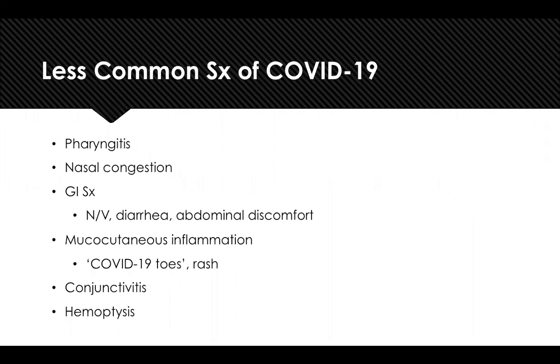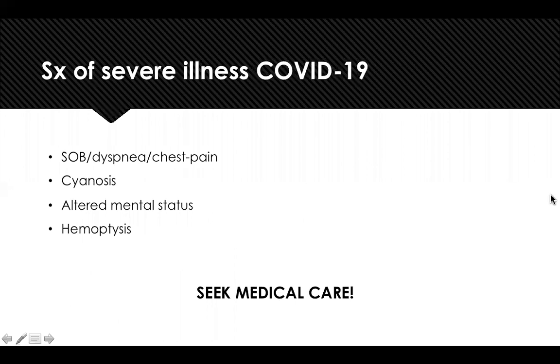But conjunctivitis is this inflammation of the conjunctiva, which is the layer of your eye. And hemoptysis. Hemoptysis is the medical term for coughing up blood. So that is a less common symptom, but it's also one of the signs of severe disease. So moving on, there are some signs of severe illness in COVID-19.